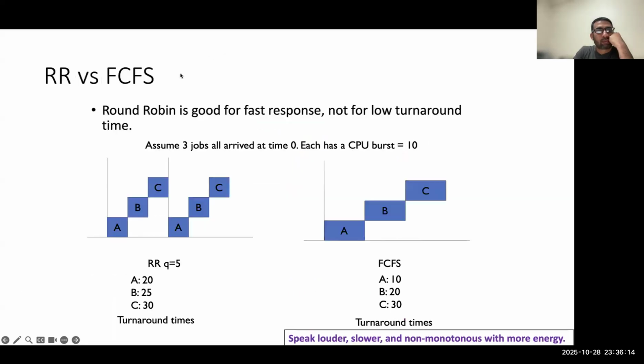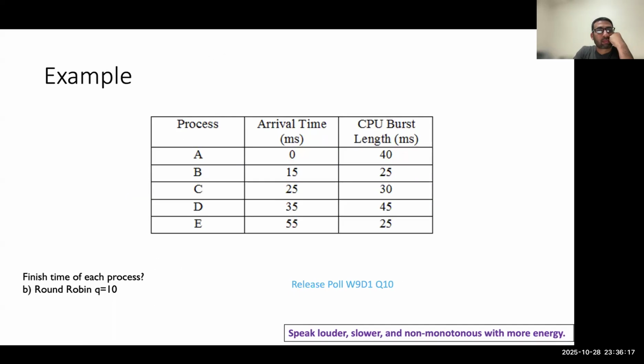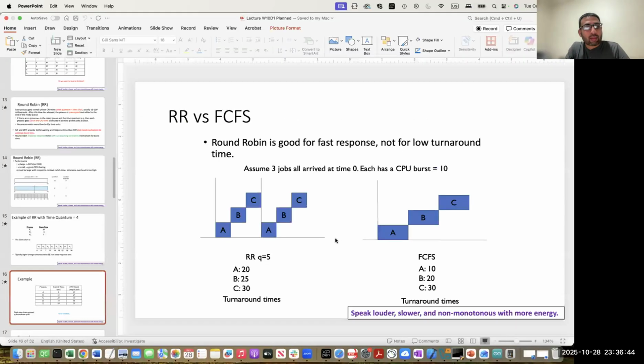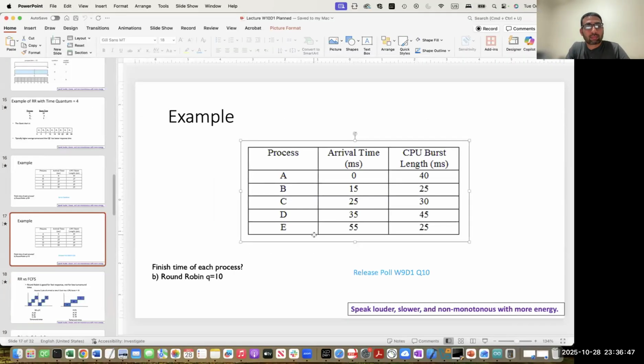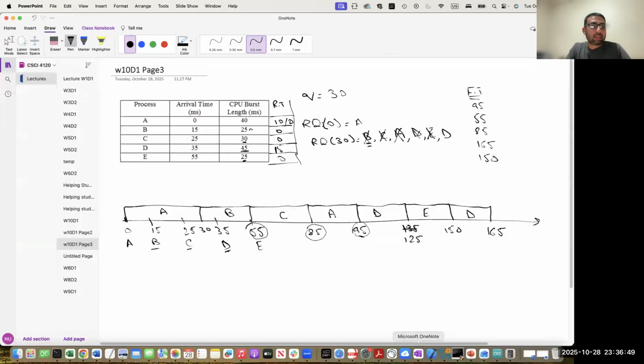Okay, so, now for this, do you want me to do it on one note or are we fine? If there is even a single student who says they want me to do it on one note, I will do it on one note. Yes, sir. Okay.